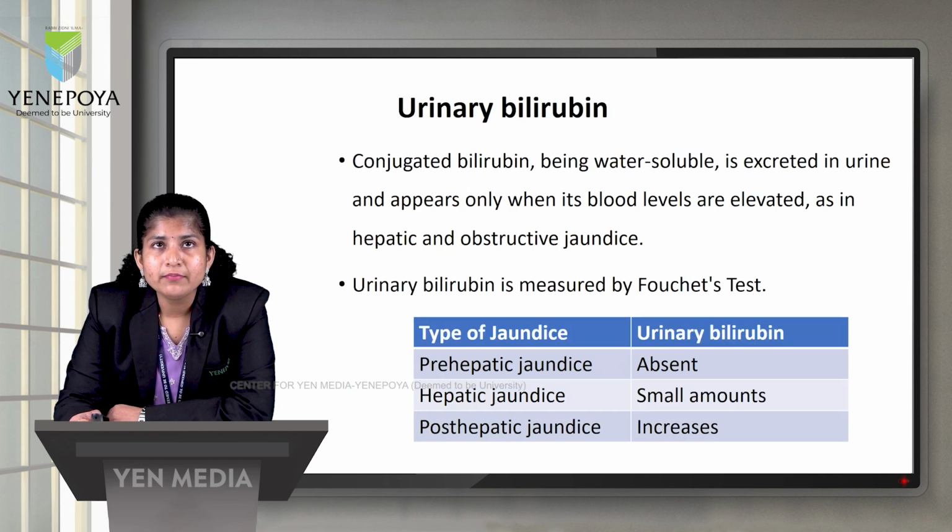Next is urinary bilirubin. Usually, conjugated bilirubin is water soluble. It can easily get excreted through the urine. So, it is mainly seen in case of hepatic and obstructive jaundice, where the conjugated bilirubin increases in the serum. The urinary bilirubin is measured by Fouchet's test. In case of prehepatic jaundice, urinary bilirubin is absent. In case of hepatic jaundice, a small amount is excreted, and in case of post-hepatic jaundice, it increases.